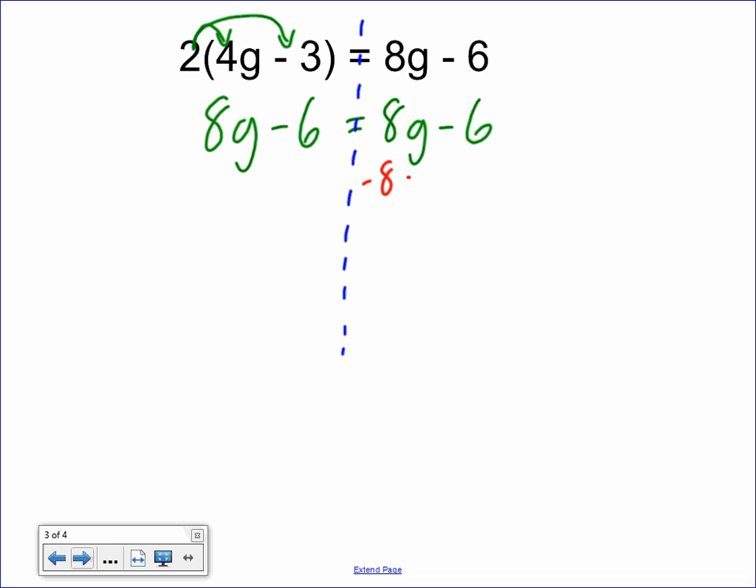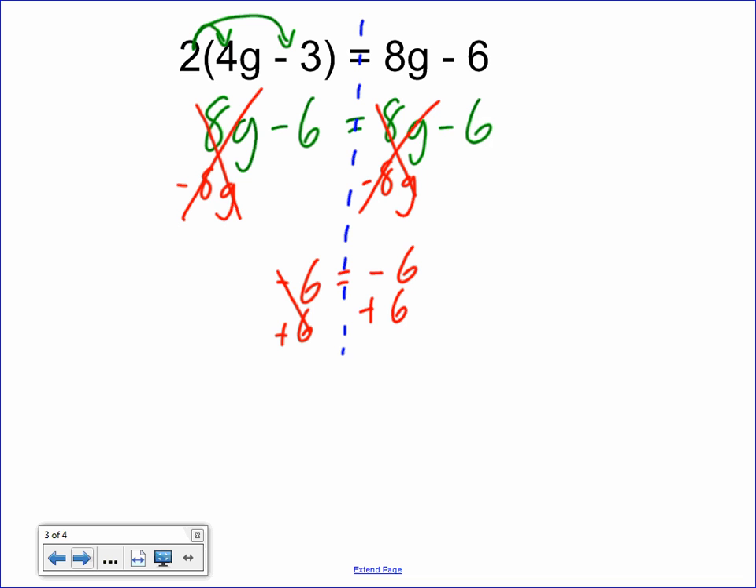Let's continue solving it and see what happens. Subtract 8g from both sides. 8g minus 8g is 0. 8g minus 8g is 0. Okay, negative 6 equals negative 6. I want to add 6. Add 6, I get 0 equals 0.